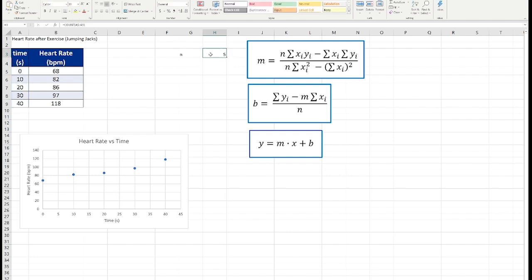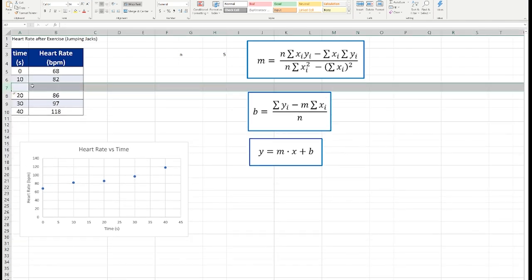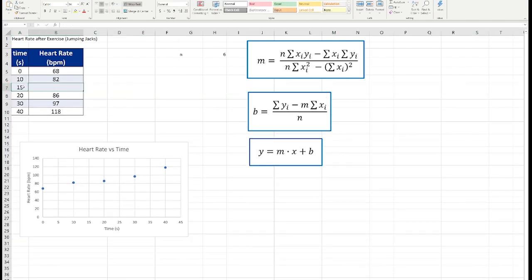Now here I can call on that 5 when I start calculating my slope so that it's always consistent. Say I added a data point here. Let's say I inserted and I made 15 and I said it was 81. And notice it added one to my count value. So now it's at 6. So it knew intuitively to add that in there.